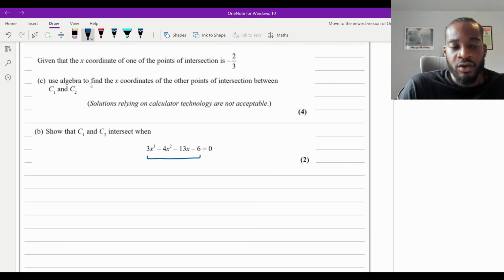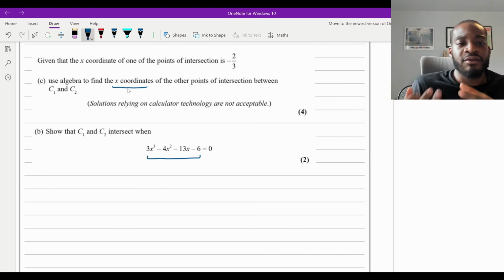We've got a cubic, right? We know that we're trying to find the x coordinates of the other points of intersection. So we're looking for the roots, the solutions to this equation. We're dealing with a polynomial. How do you find the roots of a polynomial? Well, you need to factorize it. What comes to mind, given that the x coordinate of one of the points of intersection is minus 2/3?